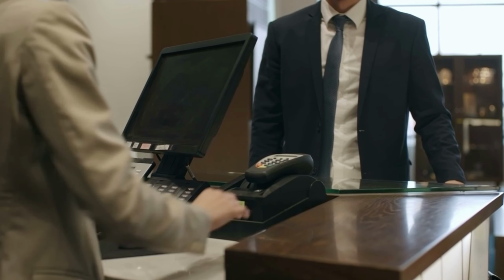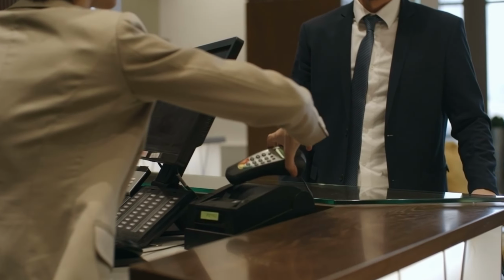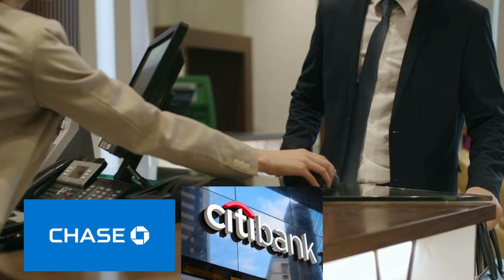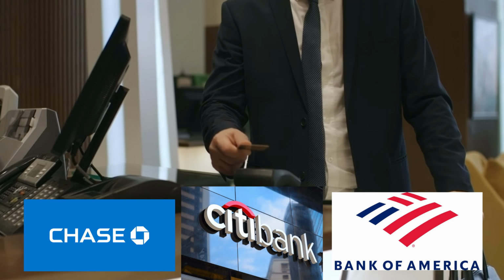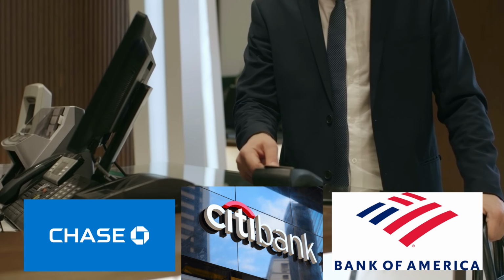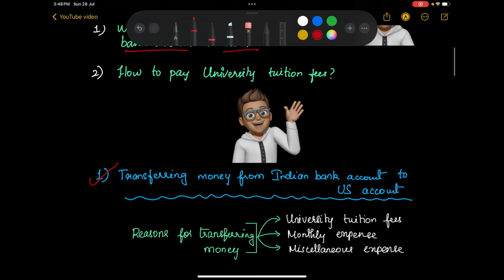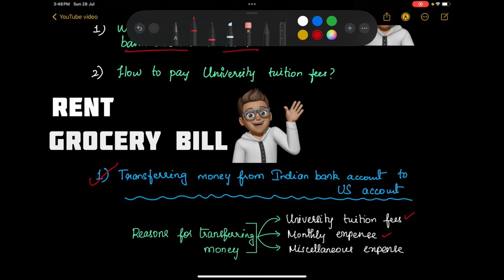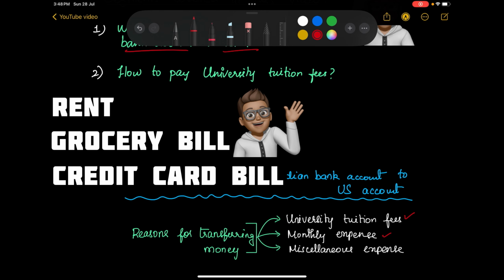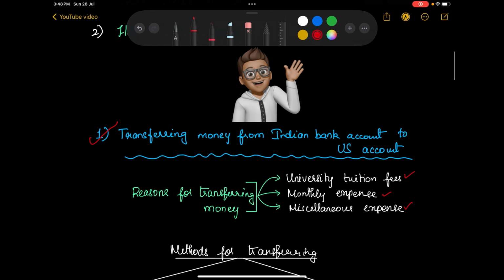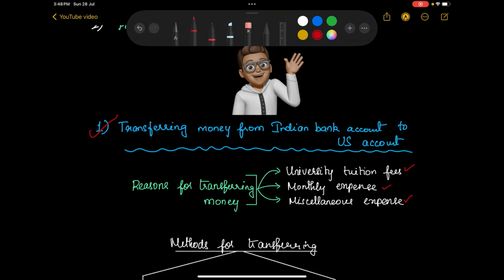As soon as students land in the US, they can create a bank account in the US from banks like Chase, Citibank or Bank of America. Once you create an account, you can start using their credit card and transfer funds. First, we have to understand the reasons for transferring money from India to the US. It can either be for university tuition fees, your monthly expenses that can include your rent, your grocery bill or credit card bills, etc., and other miscellaneous expenses. Now we move on to the methods for transferring.